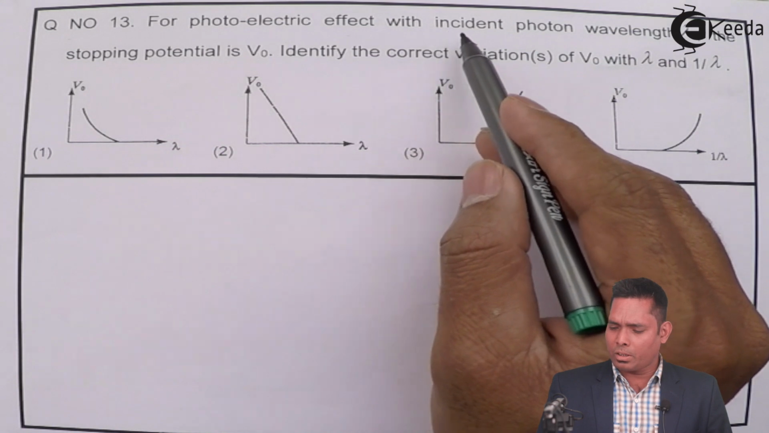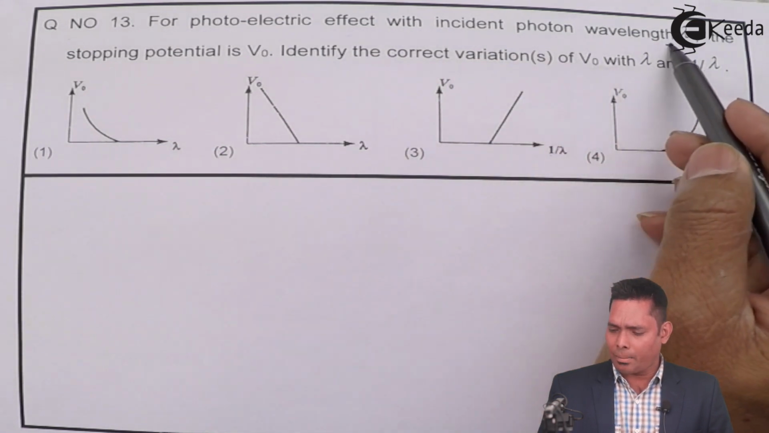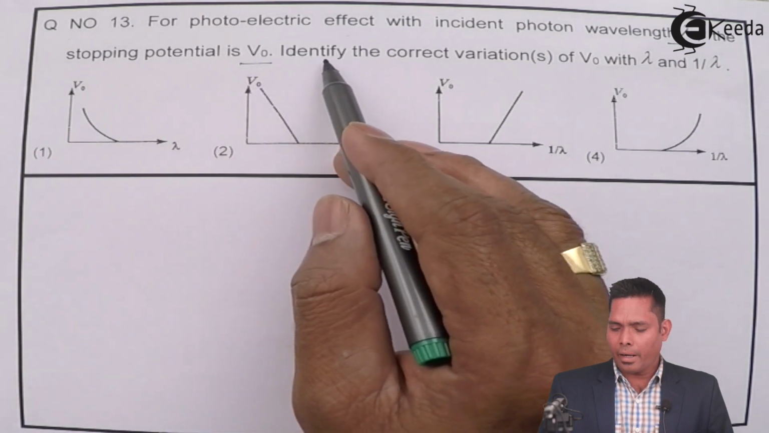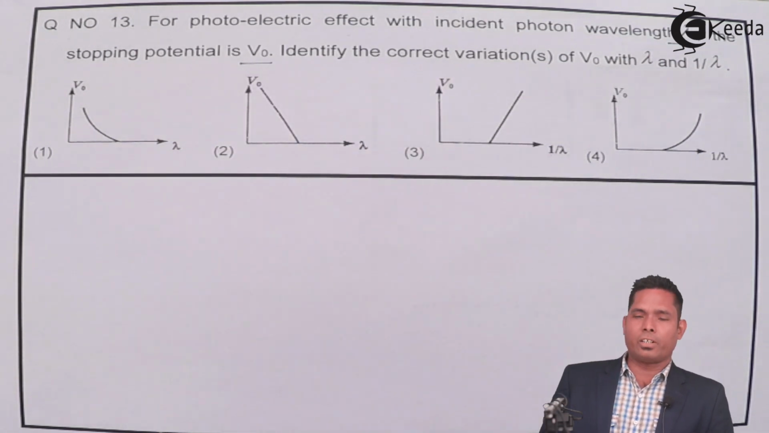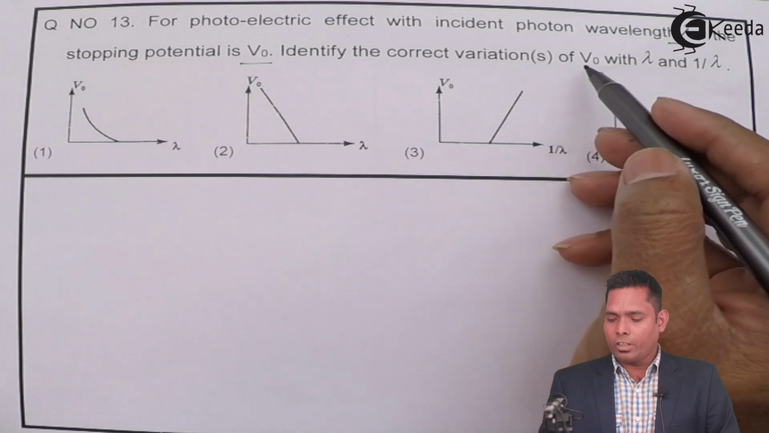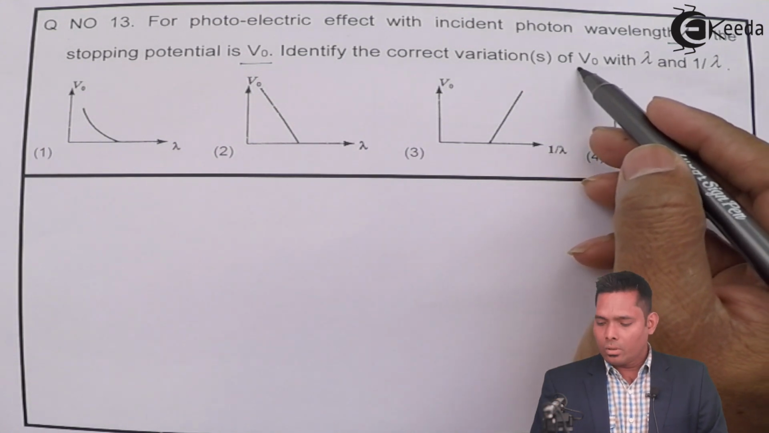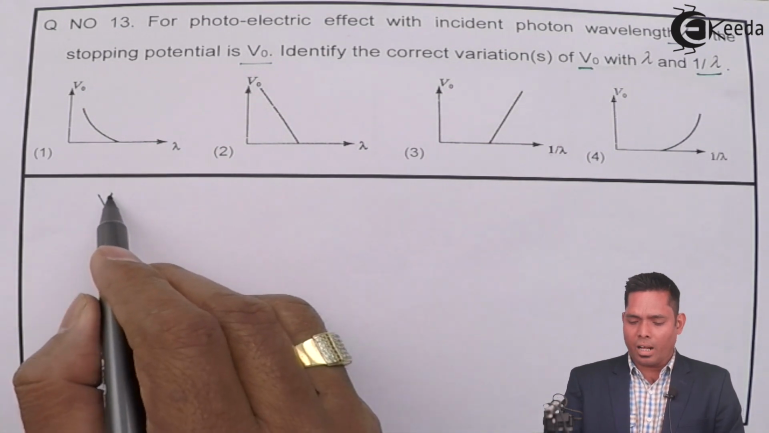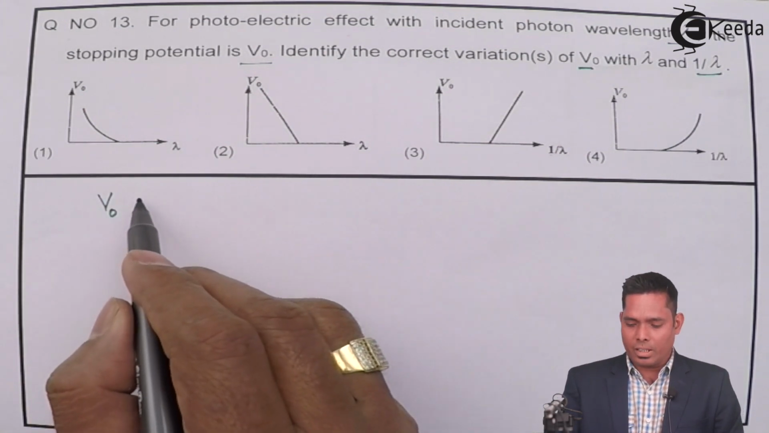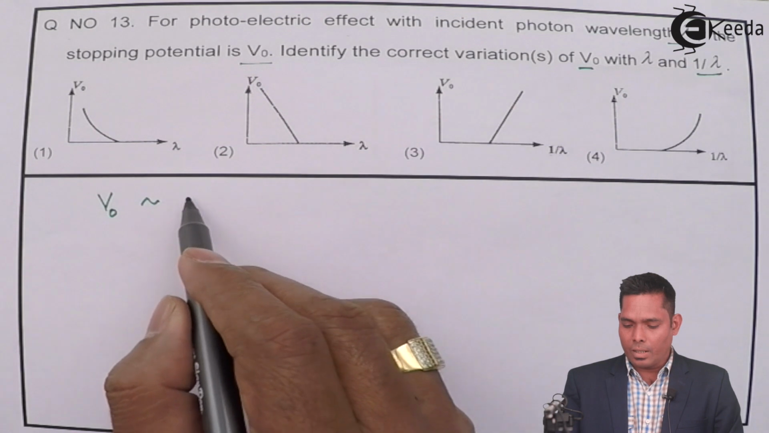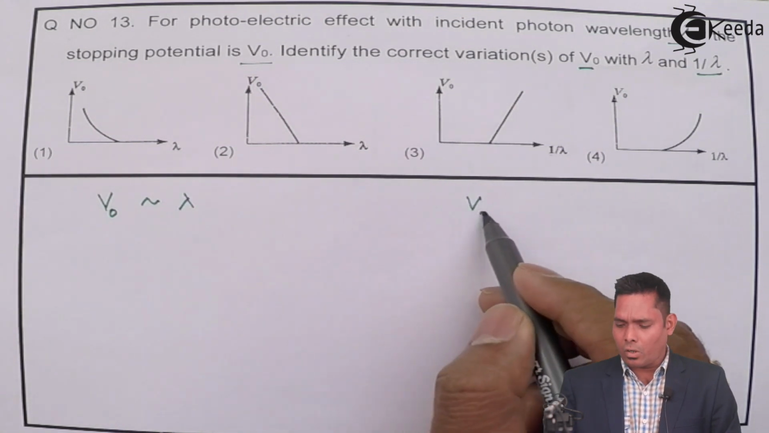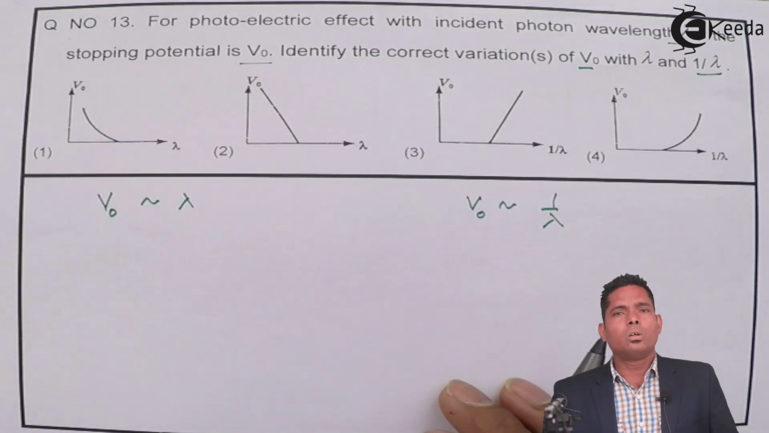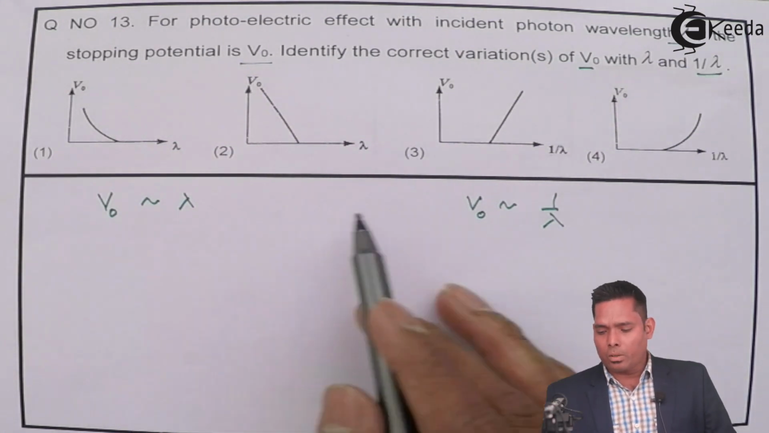In the photoelectric effect with incident photon of wavelength lambda, the stopping potential is V naught. Identify the correct variations of V naught with lambda and 1 by lambda. So you have to plot the graph of V naught versus lambda as well as V naught versus 1 upon lambda. So we have two answers because we have two questions.